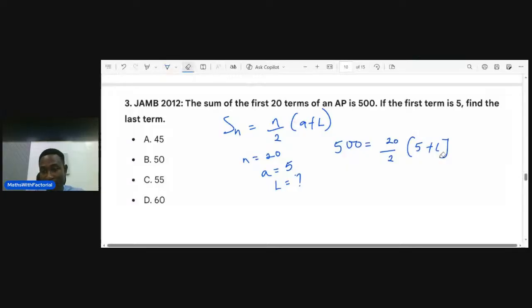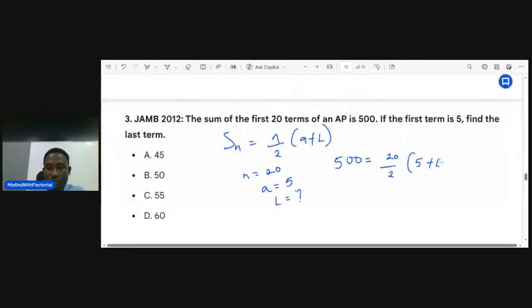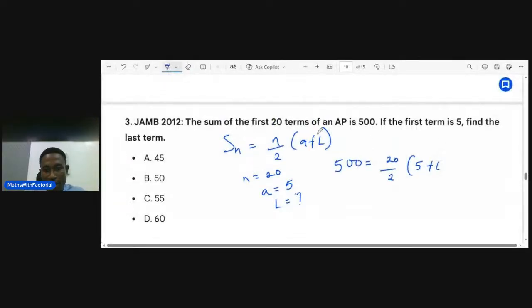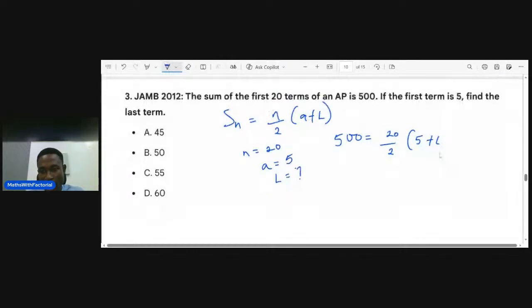That's the formula we are using. Just substitute all your values there and you get your last term. So 500 equals 20 divided by 2, that gives us 10 into bracket 5 plus l. L is what we are looking for. Let's rearrange it. 10 into bracket 5 plus l equals 500. So 10 times 5 is 50.